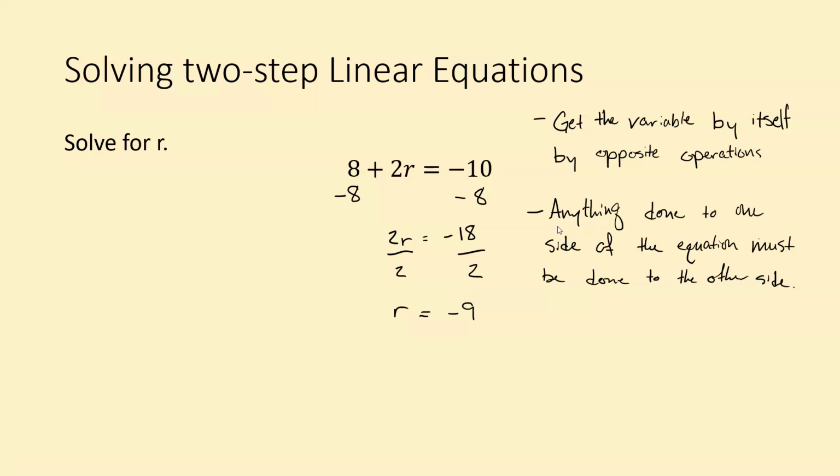Another thing to note is anything done to one side of the equation must be done to the other side as well. So when we subtracted 8, we subtracted it from both sides. We divided by 2, we divided on both sides. Make sure you write down this example and also write down these notes.